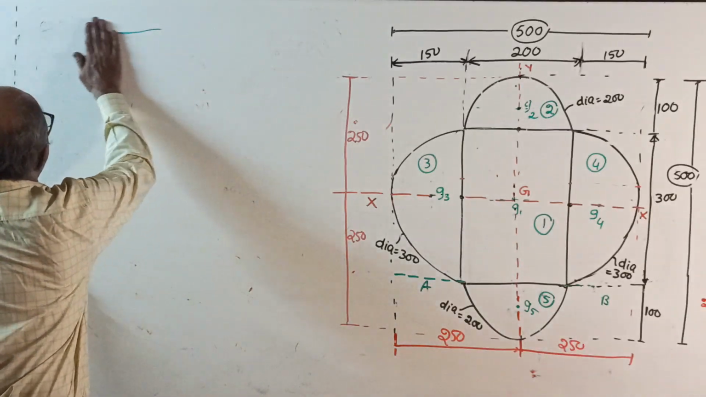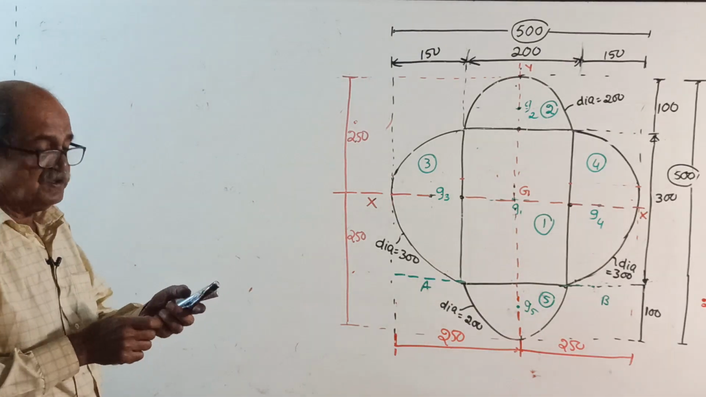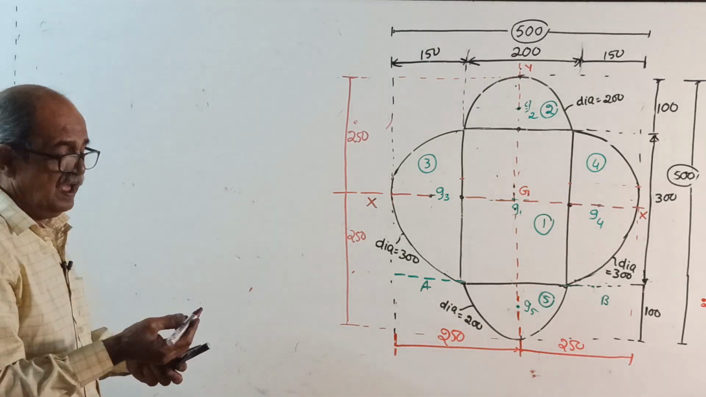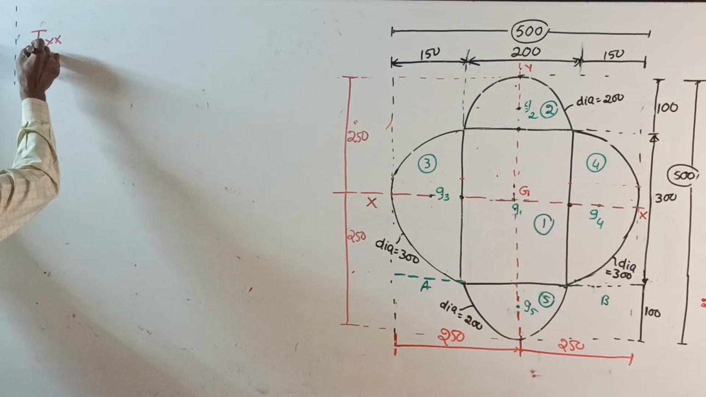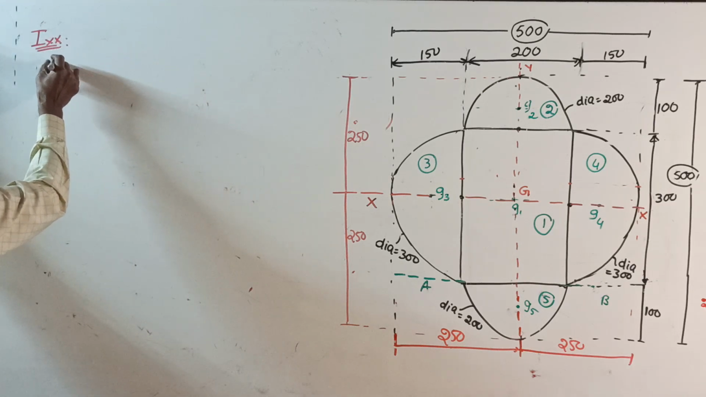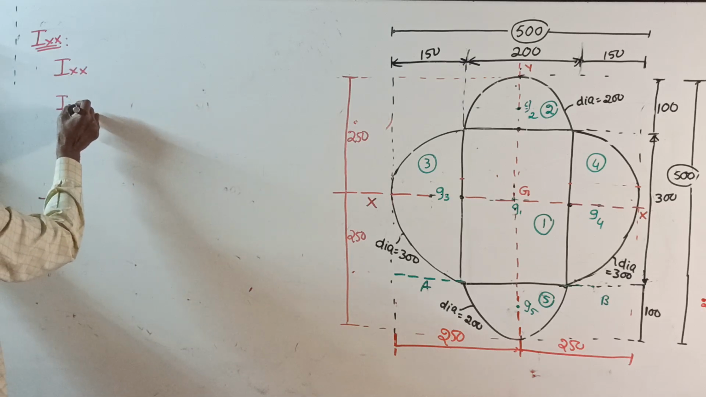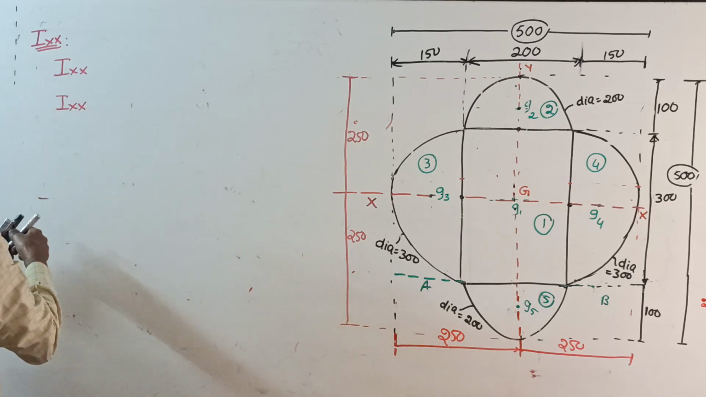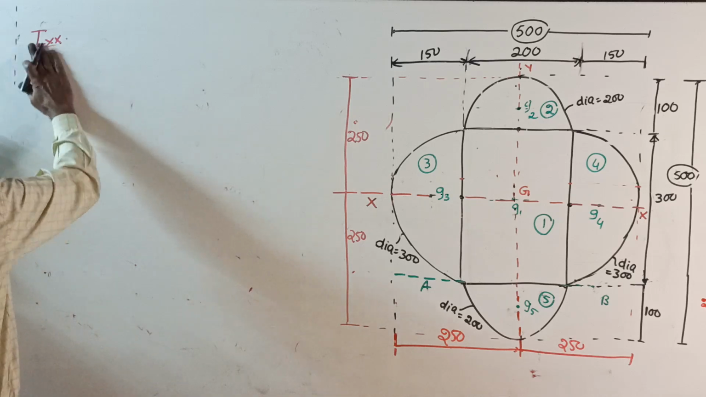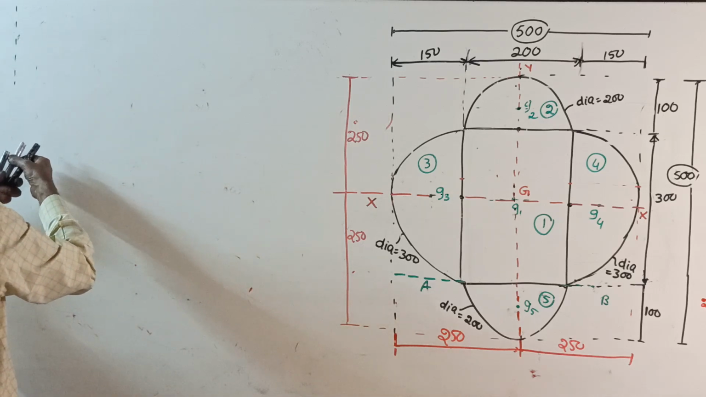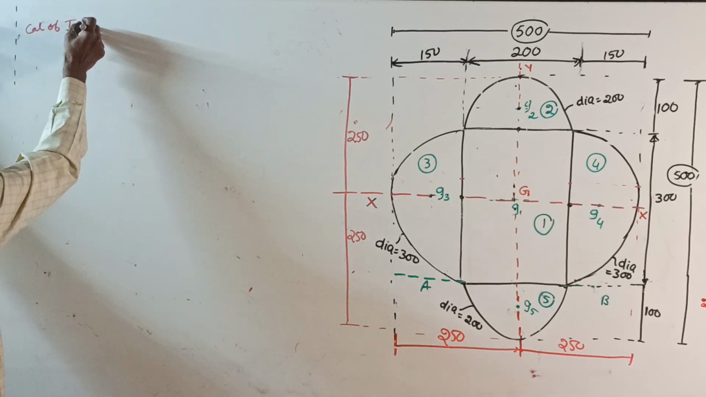After all the formalities, write I about any axis equal to I about centroidal axis IG plus A h square. After everything is over, start calculating IXX. IXX for 1, IXX for 2, okay, one by one I'll write. First IXX for 1, a little upper side I'll write to save the space. First calculation of IXX. Okay, start.